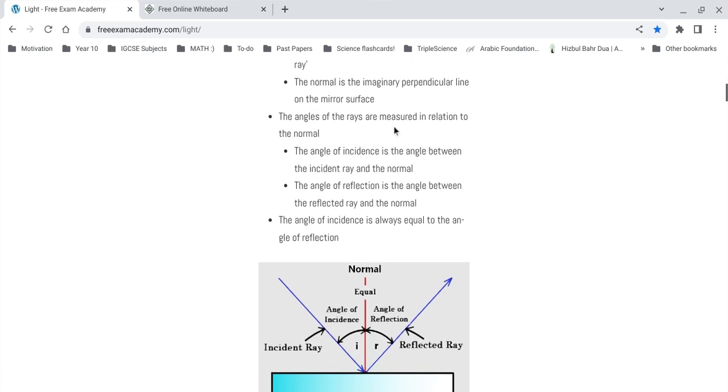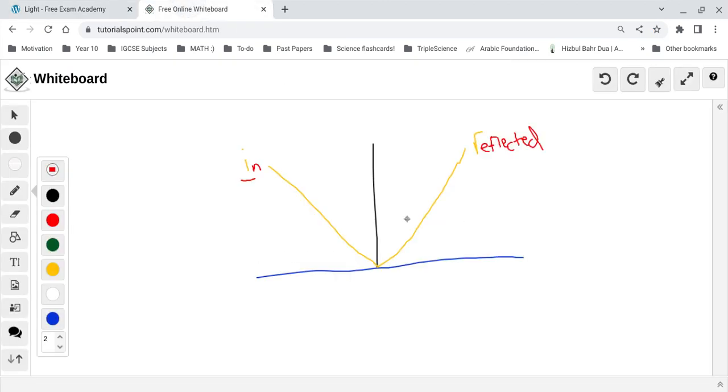So the angles of the rays are measured in relation to the normal. The normal is really important because this is how we have our angle of incidence and our angle of reflection. So this is our angle of incidence, and this is our angle of reflection. As you can see, they're both relative to the normal.